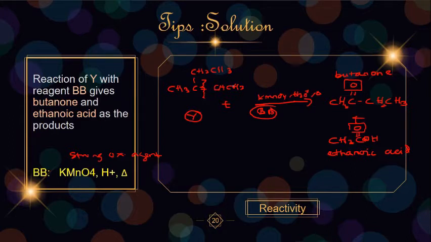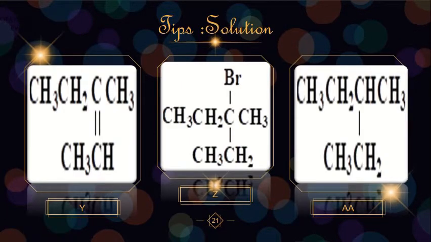So for this one, when you oxidize, you already have another hydrogen here. So you need to proceed with the oxidation because it's a strong oxidizing agent. So you can get ethanoic acid. Okay, so this is the structure of Y, this is the structure of Z, this is the structure of AA that we already discussed just now.